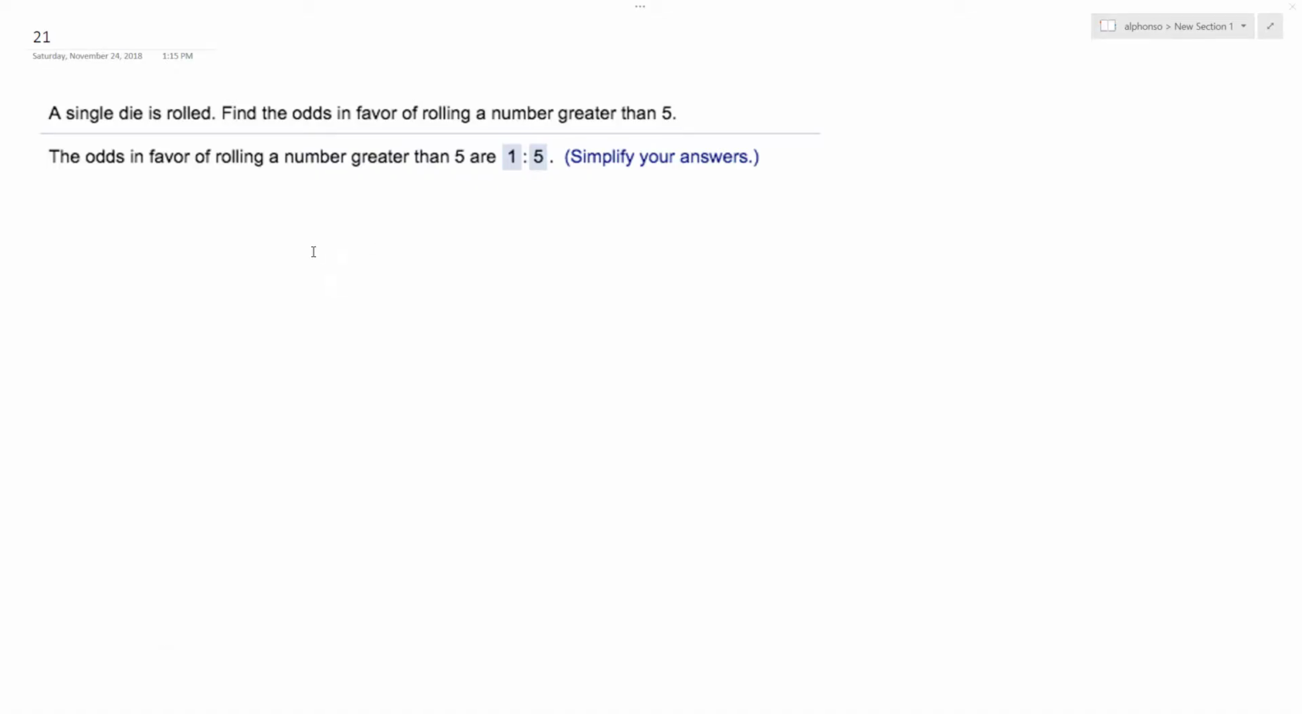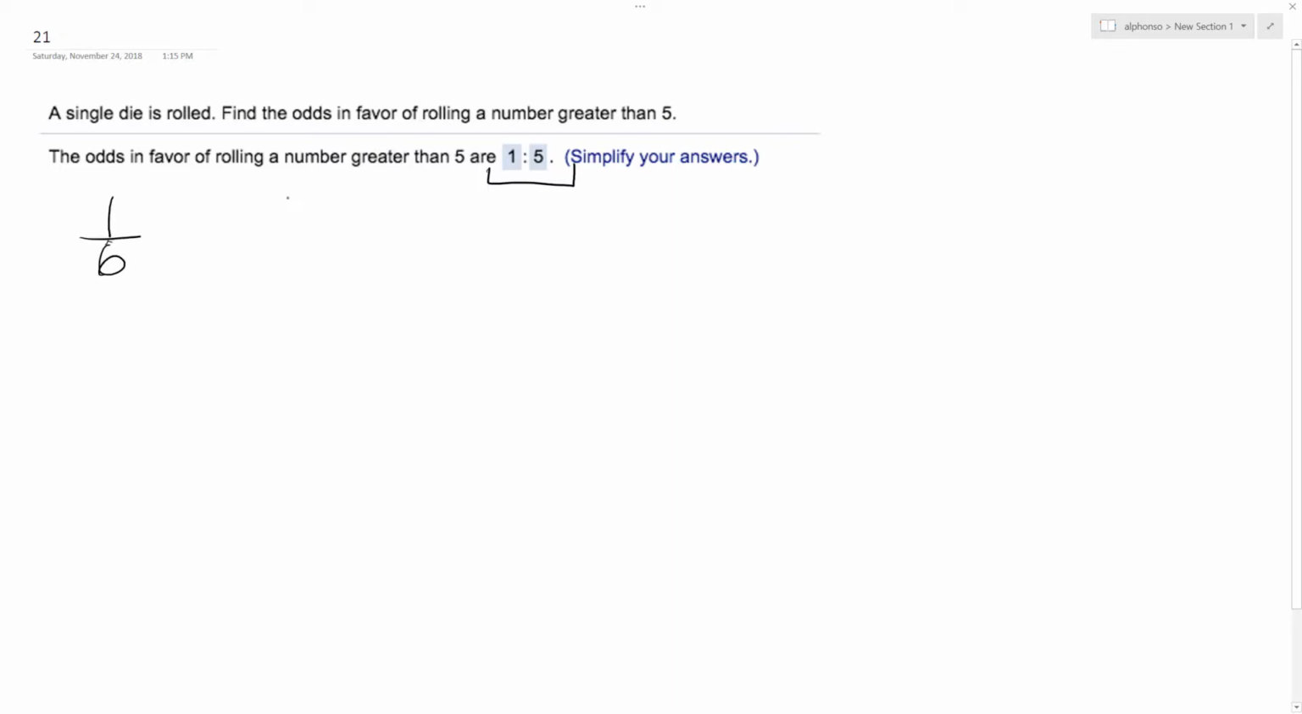All right, so we have a single die that is rolled. Find the odds in favor of rolling a number greater than 5. All right, so I have the solution down here, but I'm going to explain it to you. So on a die, there's only one number greater than 5. It's 6, and there's only one of those out of the 6, so it's a 1 out of 6 chance.